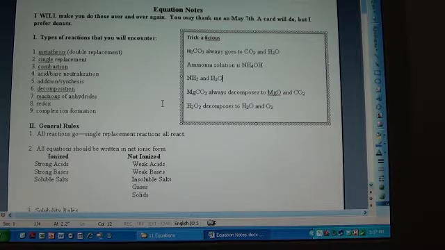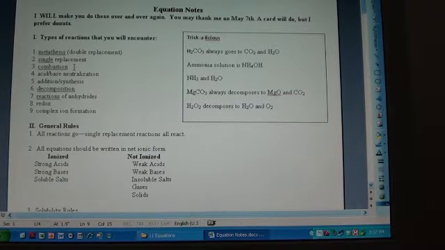First of all, there's metathesis, which is fancy talk for double replacement, single replacement, and combustion, where if a hydrocarbon is combusted, the products are always CO2 and water. Anytime you see combustion, you know that there has to be oxygen present. Acid-base neutralization is a specific type of double replacement.